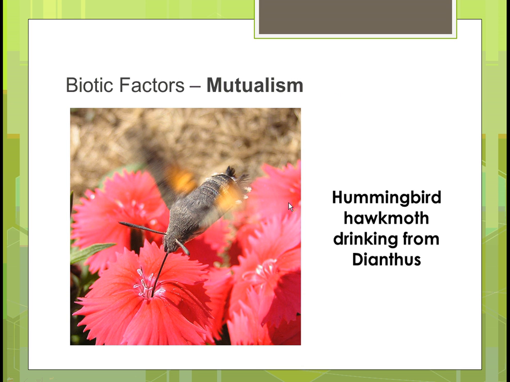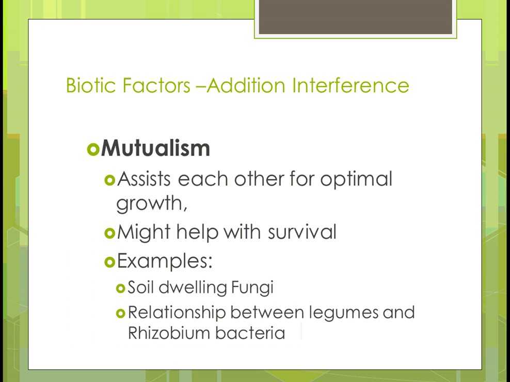Here's an example of mutualism, and here's an example of a hummingbird hawk moth drinking from a dianthus. So it's taking some of the liquid out of the dianthus and getting its nourishment, and it's helping by getting rid of some of that from the dianthus. It helps each other for optimal growth. Could possibly be a survival item.